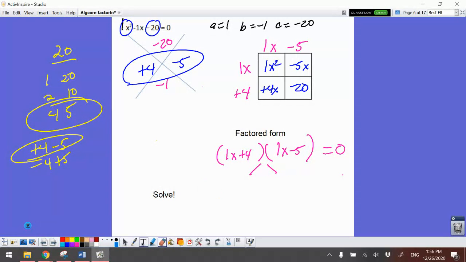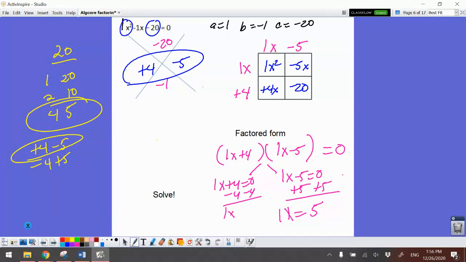So this one is 1x minus 5 equals 0. So I'm going to add 5. So I have 1x equals a positive 5. 1x plus 4 equals 0. Subtract my 4. 1x is a -4. And if you remember back to what we were doing the other day, that means that I have 1 point over here at 5. I have 1 point over here at -4. And my parabola looks something like that.